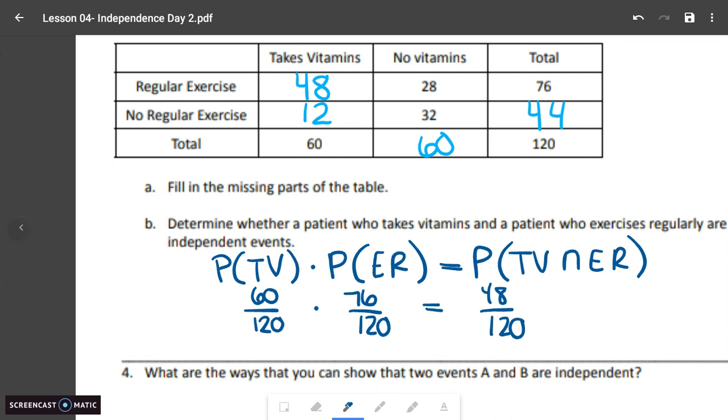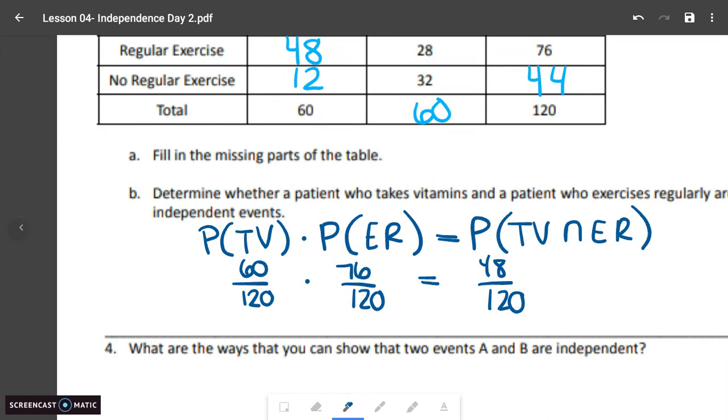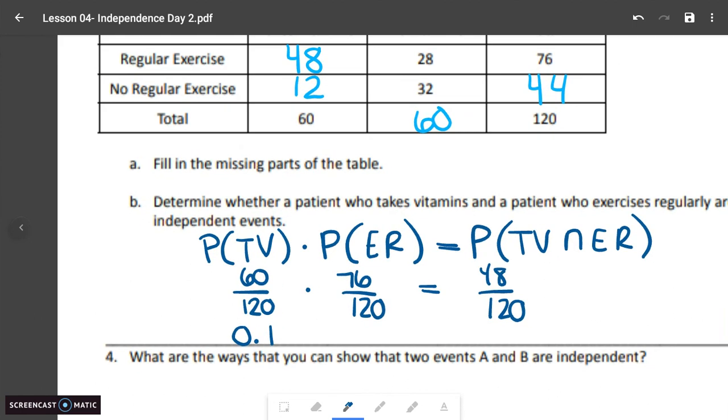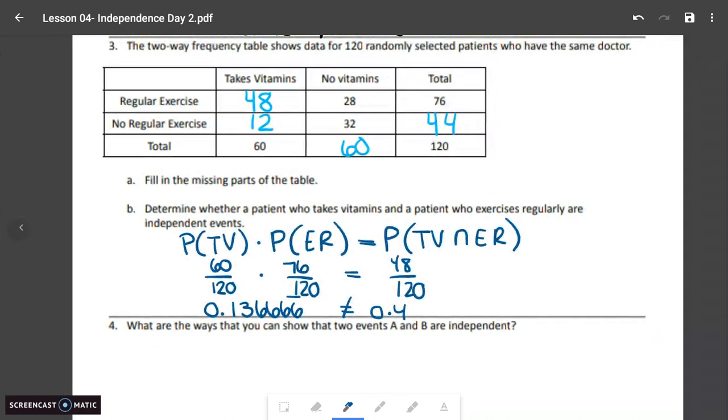So again, this is all calculator work. You're looking at 60 divided by 120 times 76 divided by 120. And when I do that, we end up with 0.136 repeating. When we look at 48 divided by 120 for the right side, we get 0.4. Unfortunately, they are not equal, so they are not independent.